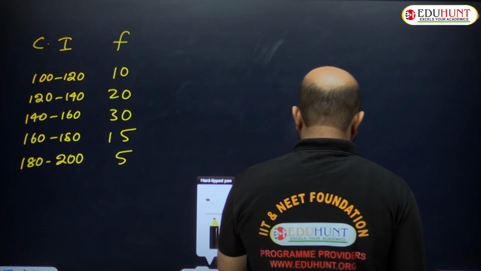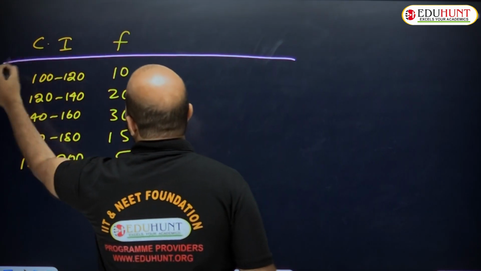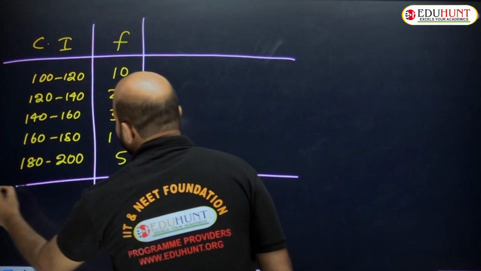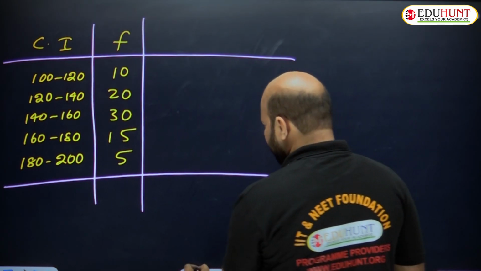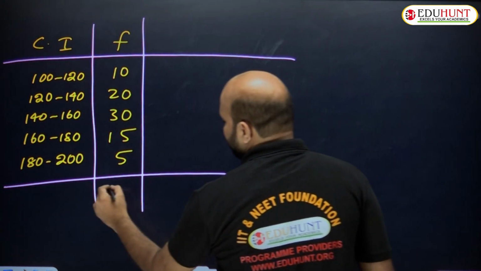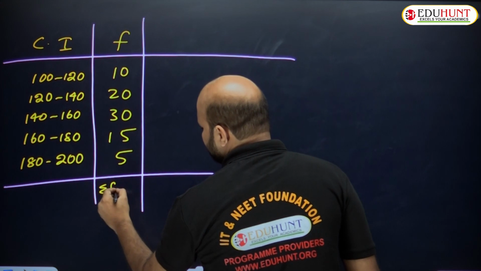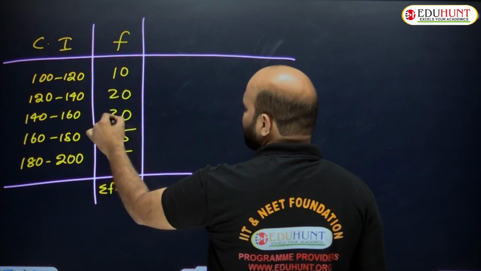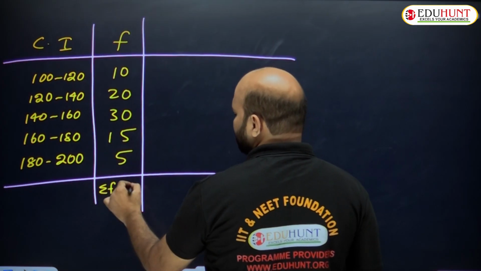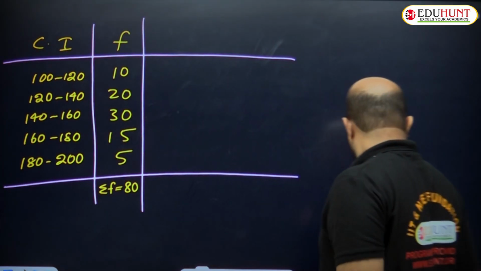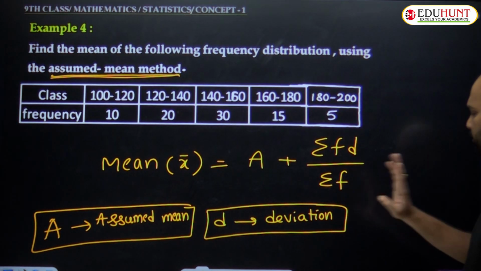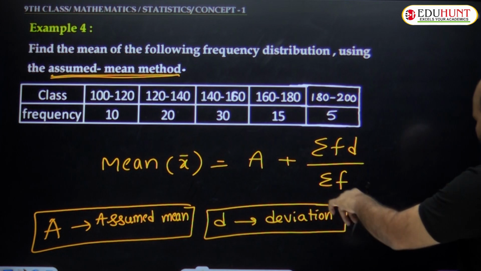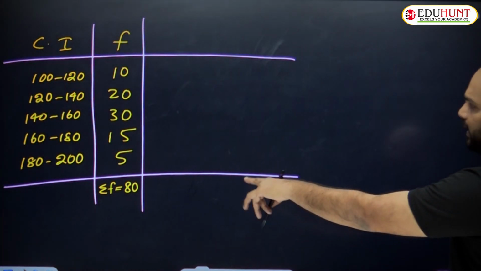So this is the given question. What am I given? Class interval and frequency. First we need to find the total frequency. Total frequency sigma f equals 10 plus 20, 30, 30 plus 30, 60, 60 plus 15, 75, plus 5, 80. Sigma f, because in that formula the denominator value is sigma f. So first we need to find sigma f, nothing but total frequency. What am I getting? 80.